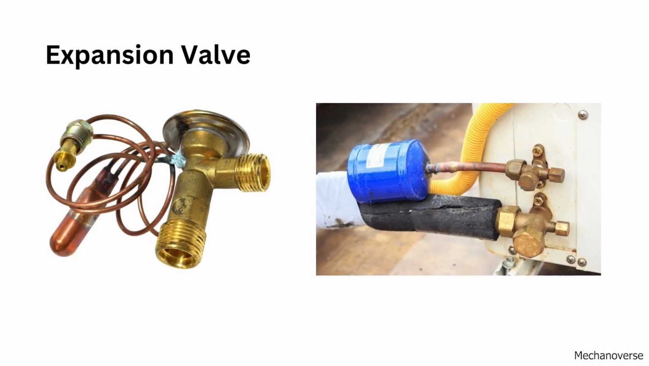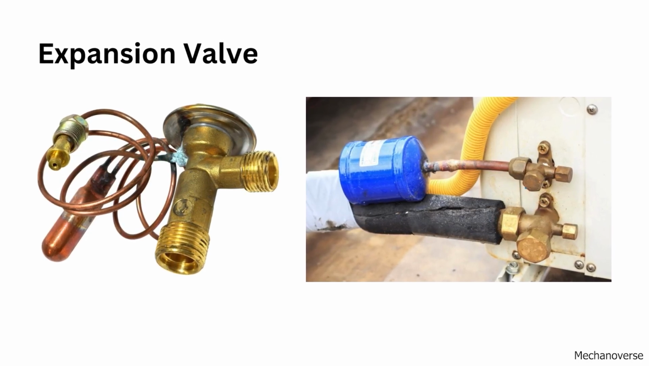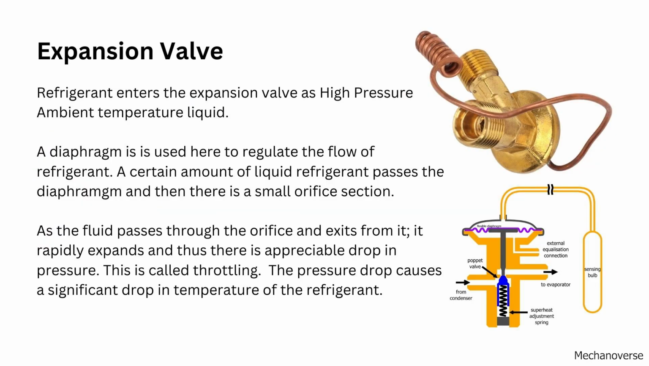Now, there is the expansion valve. As the name suggests, it is used to expand the high-pressure liquid. A diaphragm is used here to regulate the flow of refrigerant. A certain amount of liquid refrigerant passes the diaphragm and then there is a small orifice section.